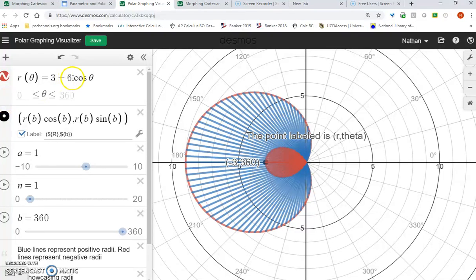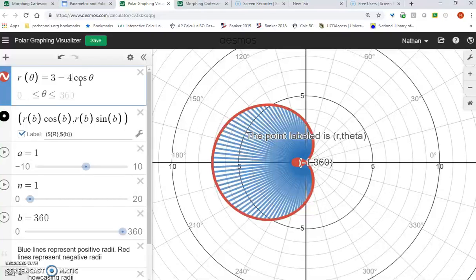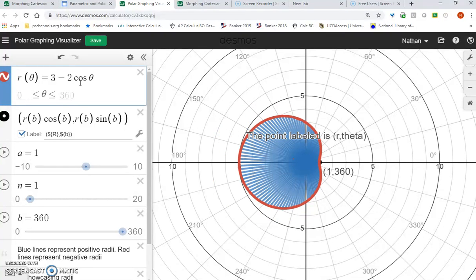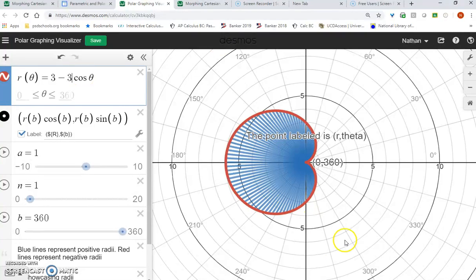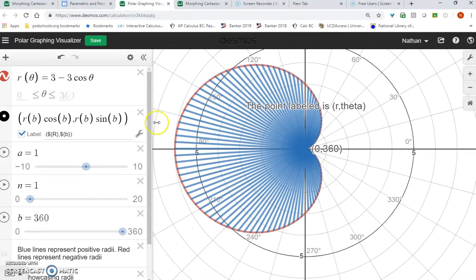Then what happens if I don't make this a 6, I make it a 4? Do I still have a loop? I make it a 2. Why do I not have a loop? Because who wins? The 3 or the cosine dude? The 3. Do you see how that always stays positive? Give me one that doesn't make a loop but doesn't look like this, but it almost is the in-between. 3. Do you see there, right there's the moment where it wanted to loop, but it didn't.